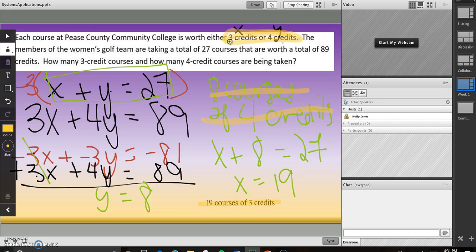Unless you specifically tell me, hey, this is the value of x, this is the value of y, it doesn't help for you to tell me x equals 19, y equals 8. You've got to spell it out in words.